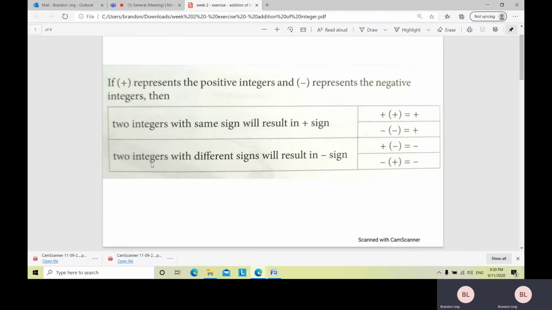On your second row here, it says that if two integers have different signs, this will result in a negative sign or minus sign. So if you have plus minus, this will result in a negative. If you have a negative plus, this will result in a negative also. So as long as you see different signs, you get a negative. If you see two same signs, they will result in the positive values.